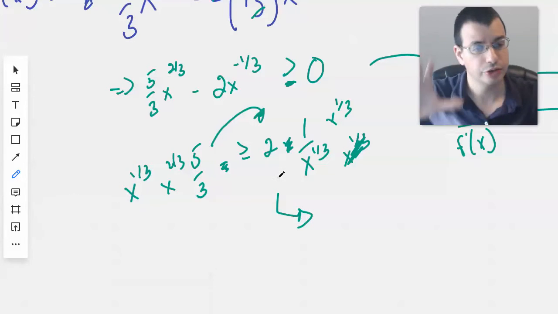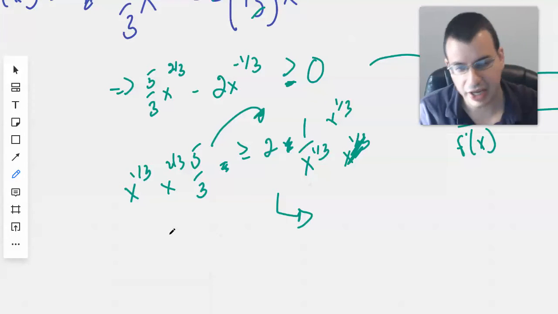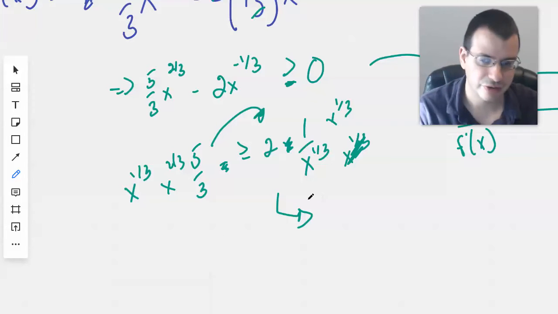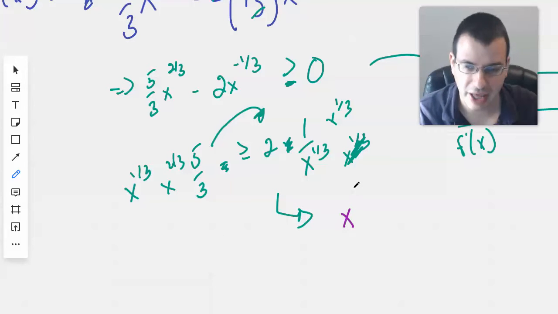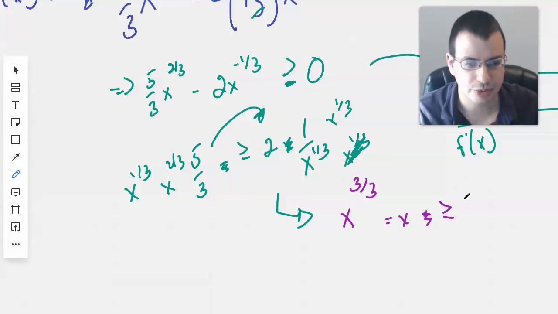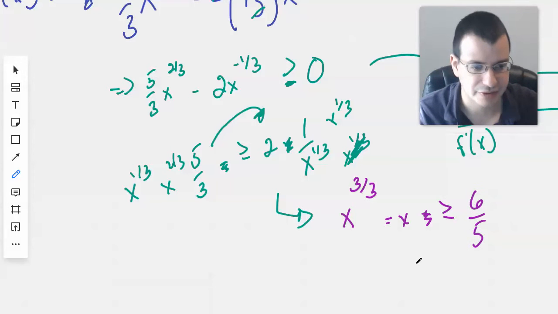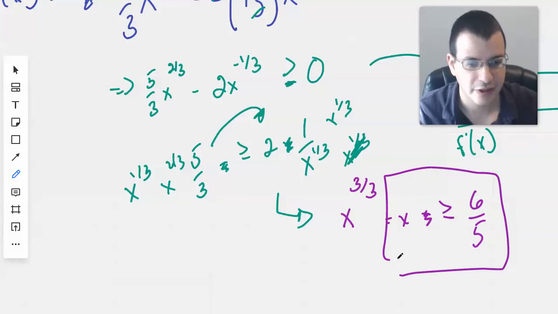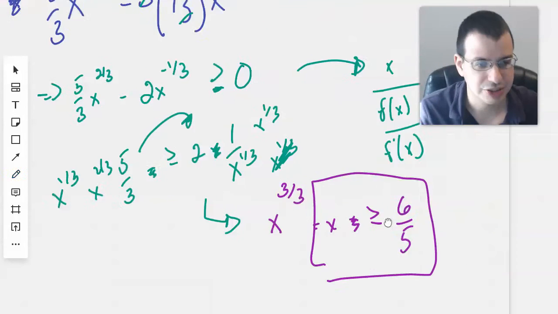Okay, so moving the x to the 1/3 over here, 3/5 over that side, we're going to get x to the 3 over 3, which will equal x, which will be greater than or equal to 3 times 2, which is 6, divided by 6/5. So we get x is greater than or equal to 6/5.